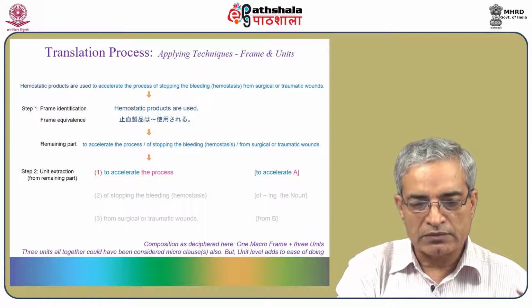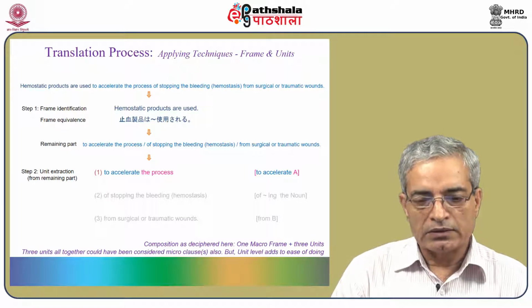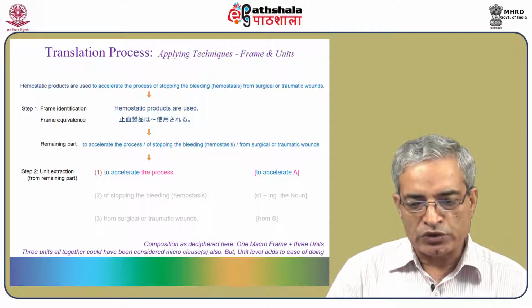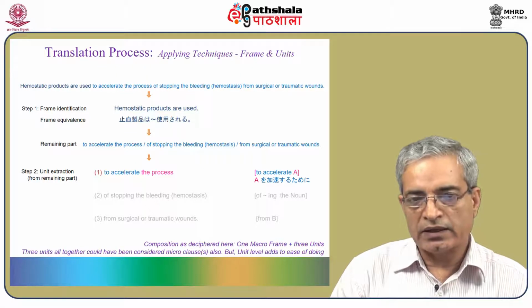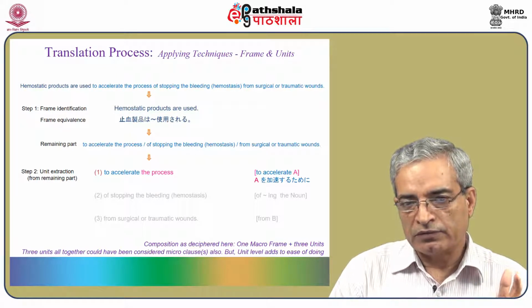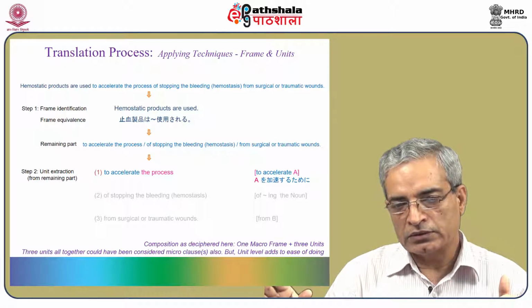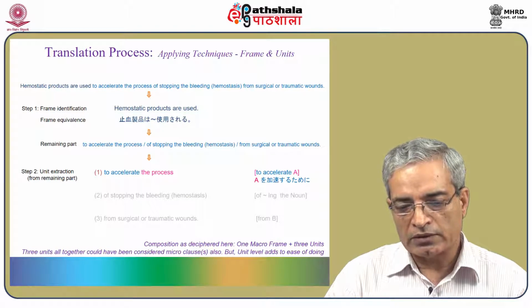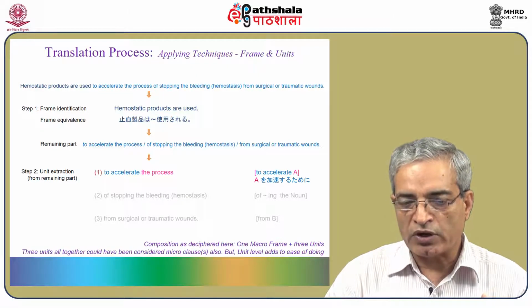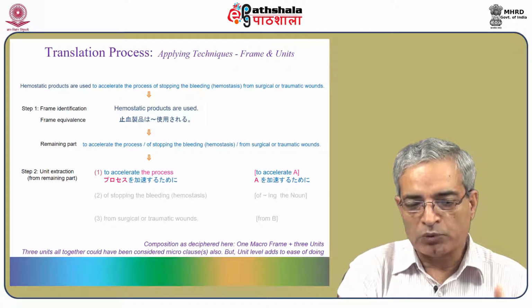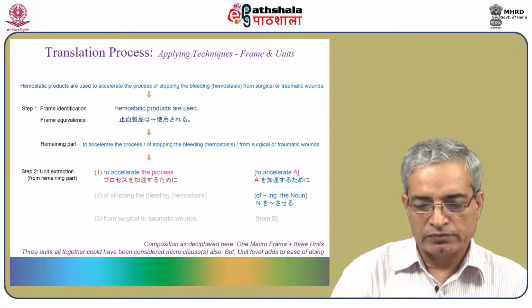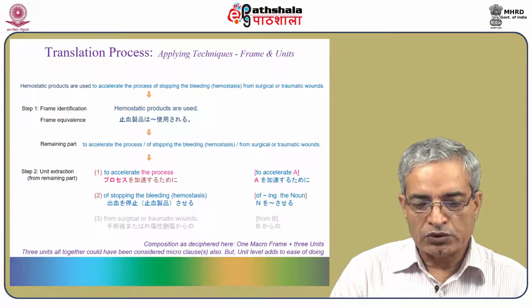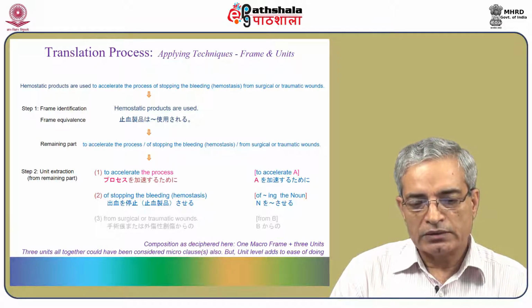The frame equivalence, that is the macro frame equivalence, is shiketsu seihin wa and shiosareru. And let's go to the other part. First is to accelerate A. This is the frame component, where we don't have the complete unit. It's A o kasokusuru tameni. The replaceable or substitutable element was dropped, and if we now put it back, it's process o kasokusuru tameni. Similarly, N o something saseru, and in this case shuketsu o teishi saseru.